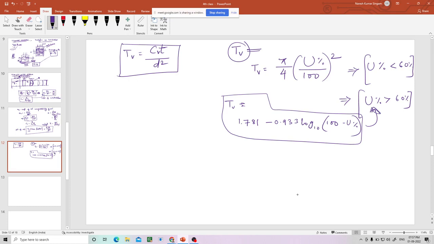So now you know two ways to find out TV. If you know CV, time, and D, you can find out TV, and then from there you can find out the percent of the consolidation. Or if you know the percentage of the consolidation, you can find out TV, and from that TV you can find out the time. So this is how you should remember these three formulas, right? So now what is the question? Based on all these things we can solve this question.